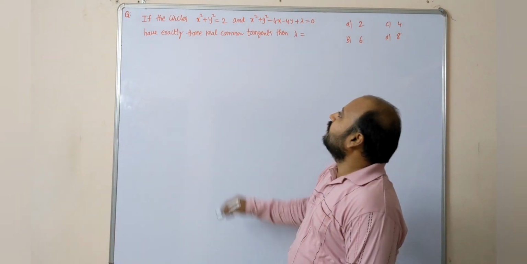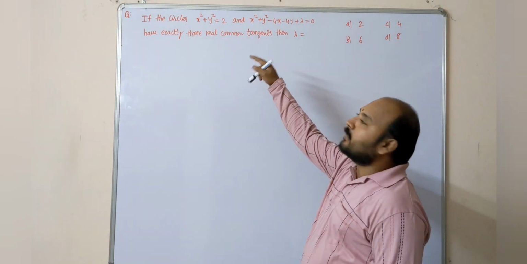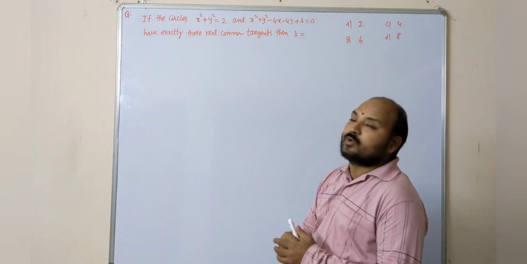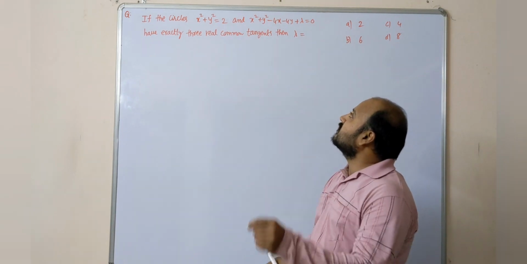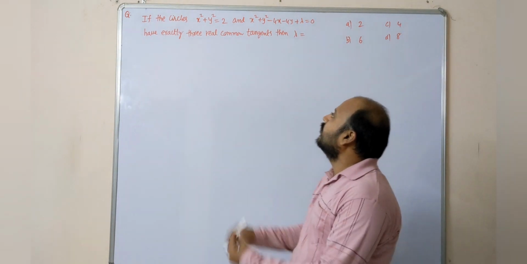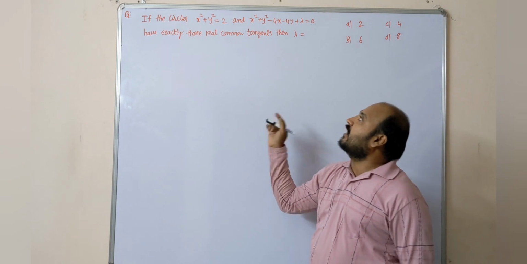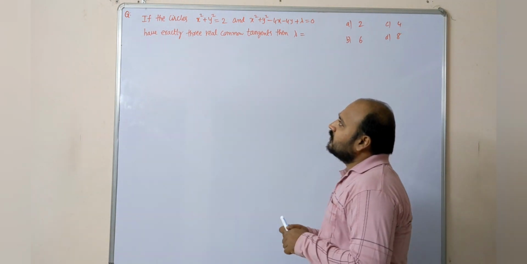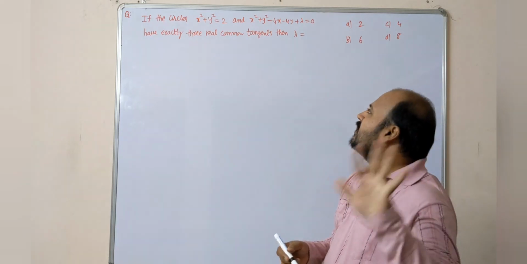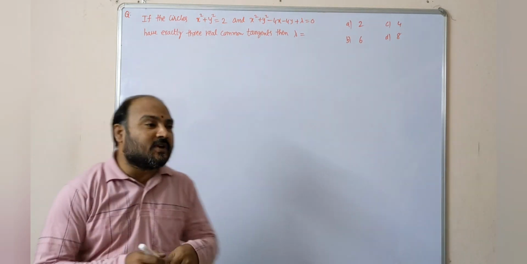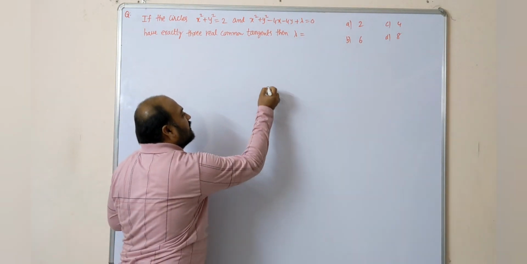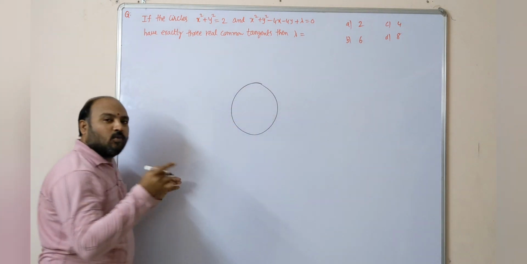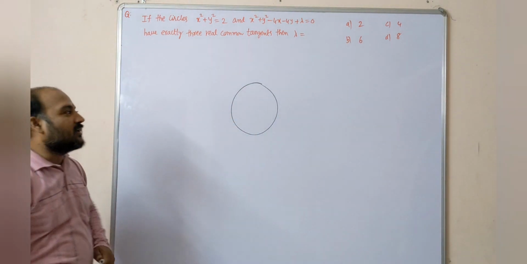The next question. If the circles x square plus y square equal to 2 and x square plus y square minus 4x minus 4y plus lambda equal to 0 have exactly 3 real common tangents, then lambda equal to. See here, exactly 3 real common tangents are possible in a particular situation of the circles. In the relative position of circles, in the playlist you can go, dear students, you will get it.